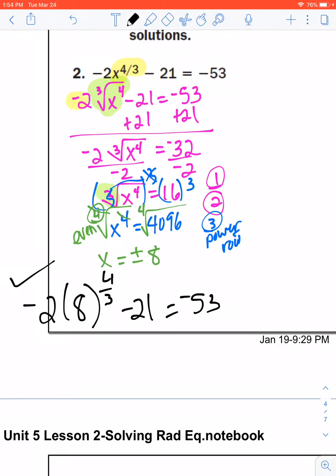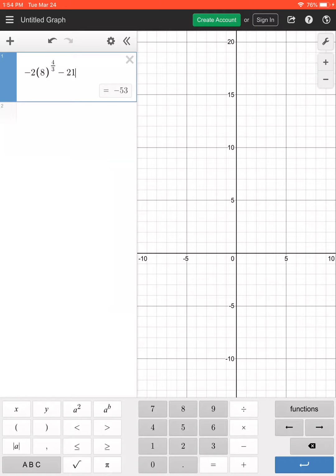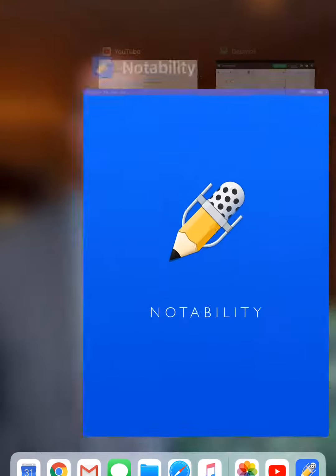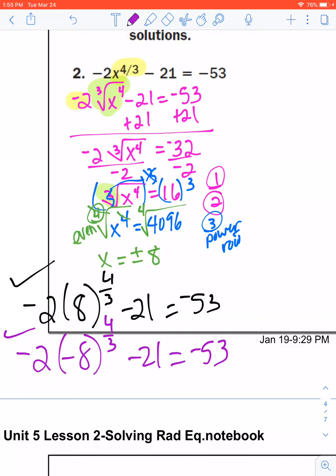Now I need to check -8. So this is -2, -8 to the 4/3 minus 21. Let's see if that is equal to -53. And that's not what I want to do. I want to go to this one. All right, I'm just going to go, hopefully, there we go. I can just add the negative. And it's still -53. So both of them work. Both of them work. So that means x equals plus or minus 8 is my final answer.